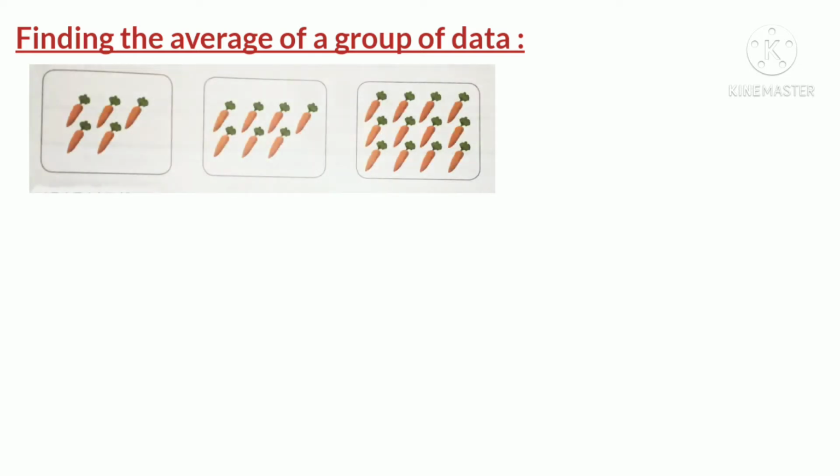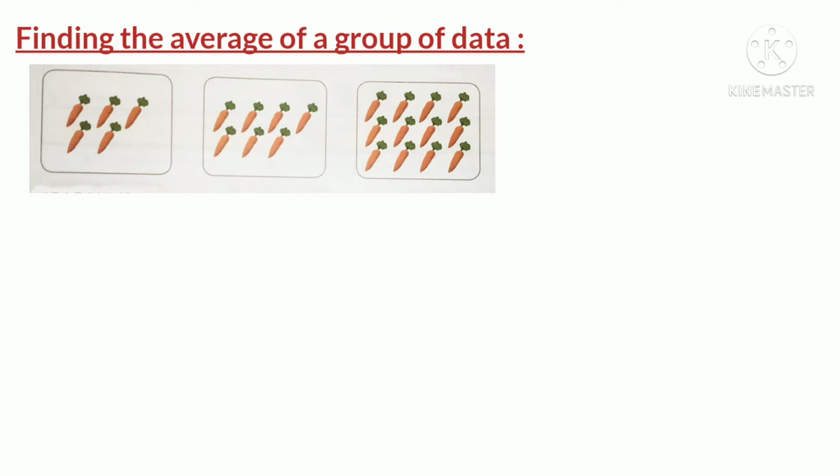Students, look at these boxes. There is a different number of carrots in each box. There are 5 carrots in the first box, 7 in the second box and 12 in the third box. There are 24 carrots altogether. Let us rearrange the carrots so that each box has the same number of carrots.